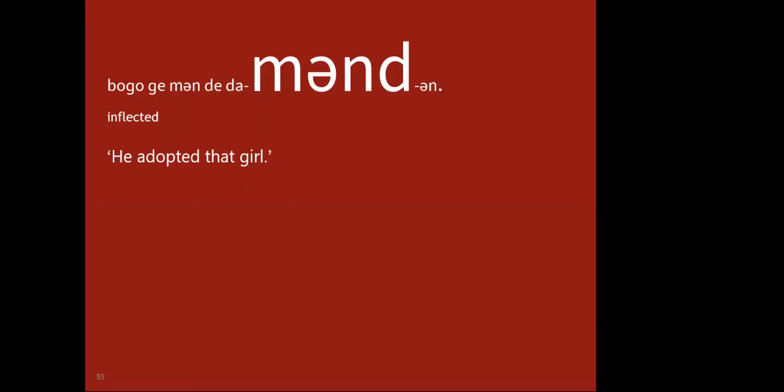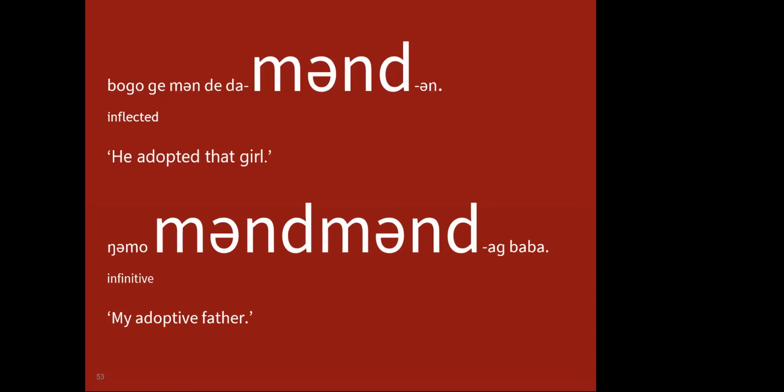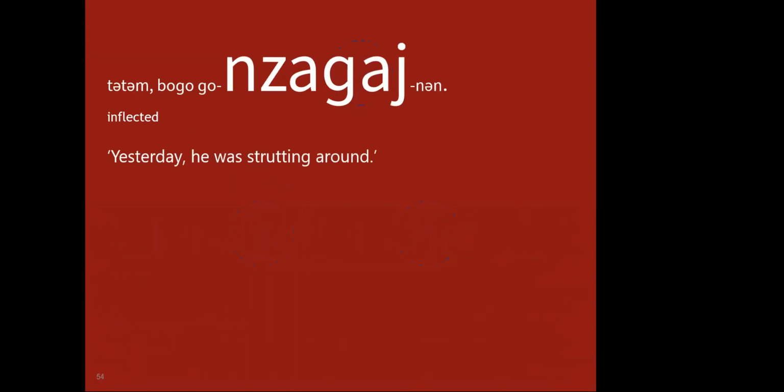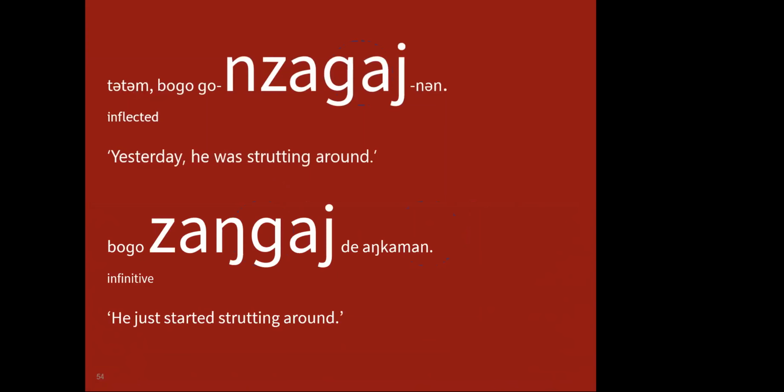So here's a verb mund, which means to adopt. It's monomorphemic and it's monosyllabic. So we see reduplication in its infinitival form. The floating nasals are in a stable position, and they also duplicate in the infinitive. Here's another verb, inzagai, which means to strut around. And it's also monomorphemic, but it's multisyllabic. So it doesn't reduplicate in its infinitival form. And we do see here an alternation between the floating nasal when it's root initial in the inflected form and root medial in the infinitival form.